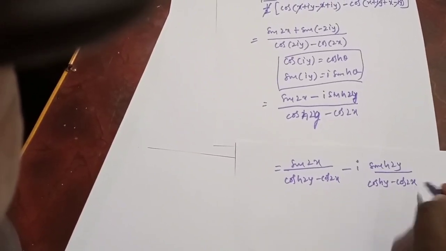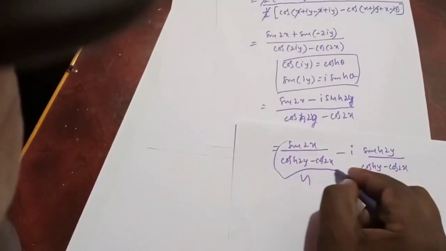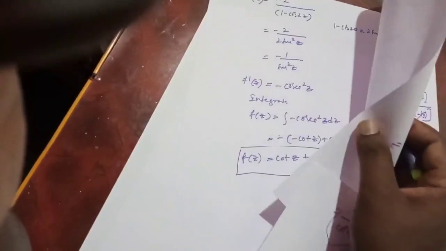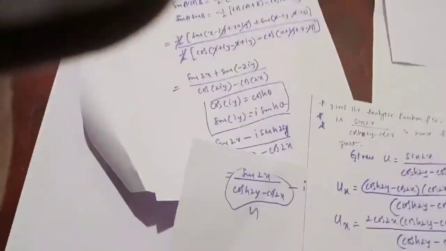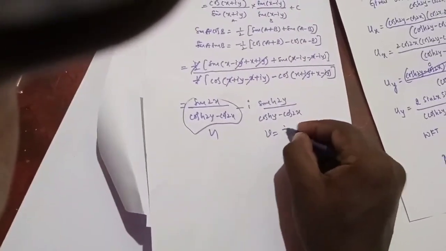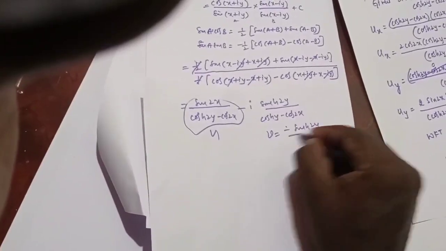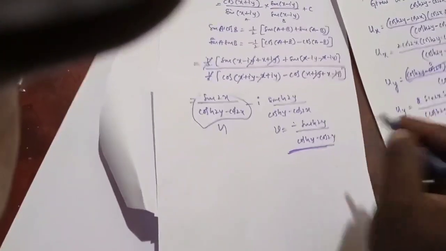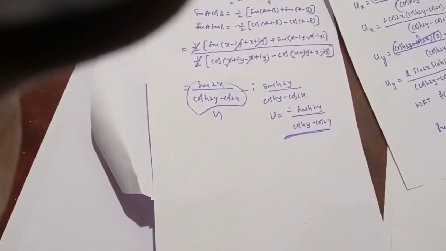cos 2x. This is our u, as given in the question. That is our u. So this is our sin 2x by cos hyperbolic 2y minus cos 2x. So here v is minus sin hyperbolic 2y by cos hyperbolic 2y minus cos 2x. This is our imaginary part.